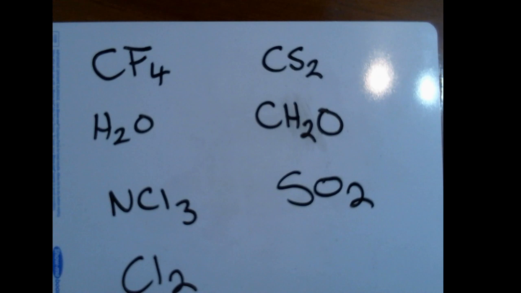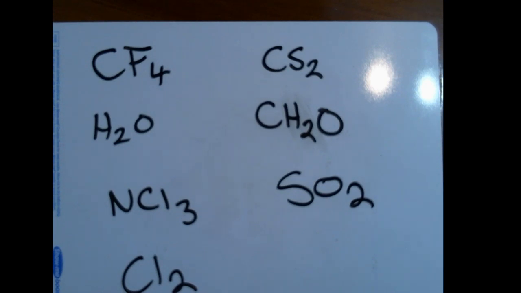If they are all done, I think the next thing to do would be to look at them and think about the electron clouds on the central atom. So how many different electron clouds are there? Remember, lone pairs are electron clouds and bonds are electron clouds. Electron cloud just means that there's an area and it has electrons inside it.